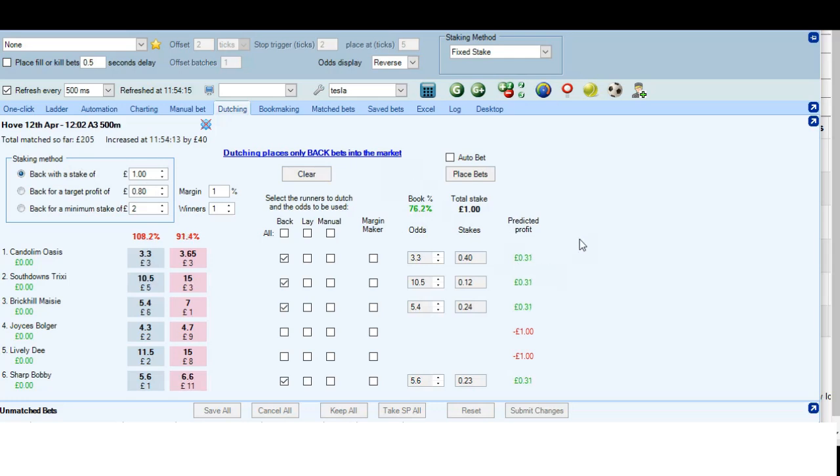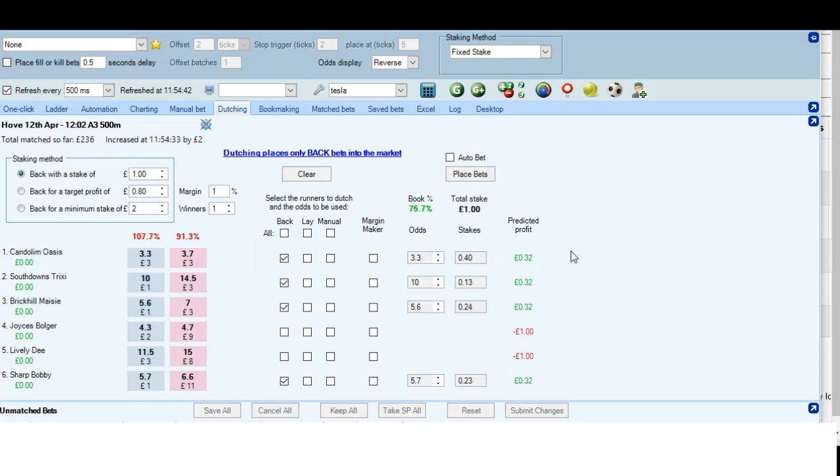So that's kind of what we need to look at, is decide whether we're happy with the book value, whether we're happy with the selections. Well, I'm reasonably happy with the selections. We're possibly going to be on the favourite. It depends on Joyce Bolger, I suppose, but at the moment we're on the favourite there, which is always another bonus if you can be on the favourite and still make some profit.